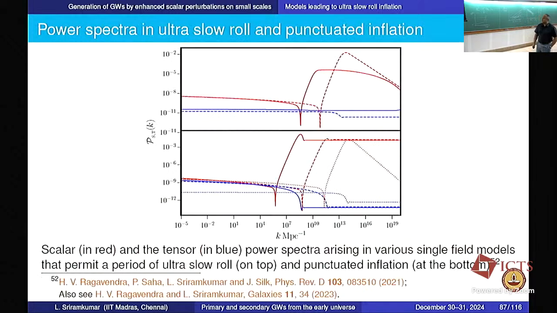And how does the power spectrum behave? The curves in red and dashed red are the scalar power spectra, and the ones in blue are the tensor power spectra. These are from some class of ultra slow roll models, and these are some class of punctuated inflationary models. Focus on these power spectra. You have a nearly scale invariant spectrum, and there's a sharp dip. In fact, you can show that there is a dip which will arise both in 2-point functions and all the higher order correlations. There is a rise which behaves like k power 4, and there is a peak, depending on the parameters of the potential, and there is a fall in the power spectrum in all these cases.